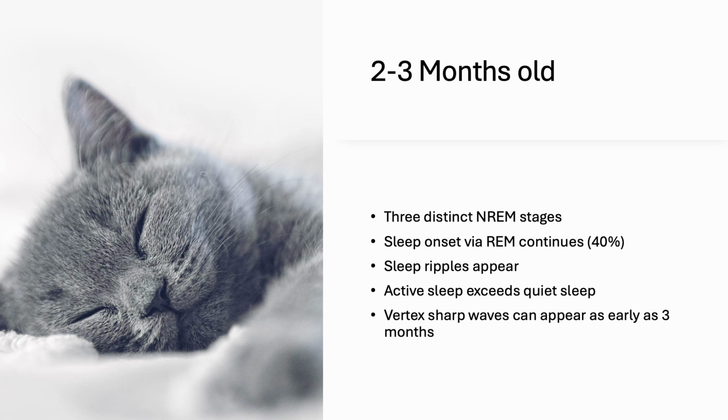Moving along to 2 to 3 months old, and this is chronological age, so we're taking normal term infants that have been out of the womb for 2 to 3 months. In 40% of this population, sleep onset still begins with REM. There are now 3 separate non-REM stages plus REM, like adults. Immature sleep spindles are called sleep ripples, similar to the delta brushes or delta ripples we saw earlier. This is more active sleep than quiet sleep, and the new EEG features seen are vertex sharp waves.